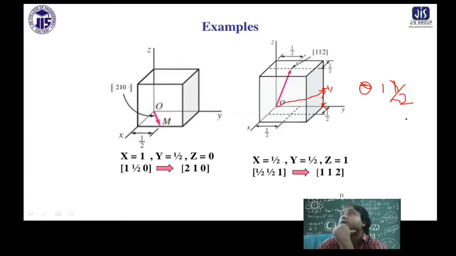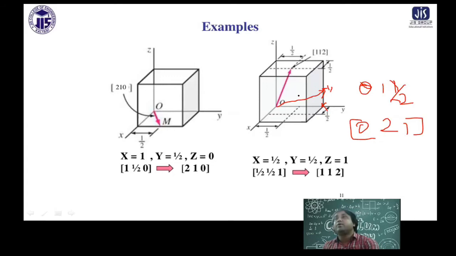Now if you take the LCM, this first point remains 0, this is 2, this is 1. Now this will define that 0 to 1 is the direction of this point in the crystal.